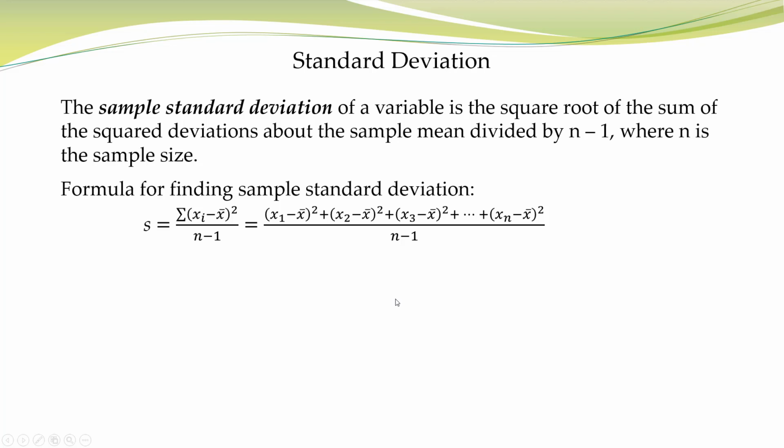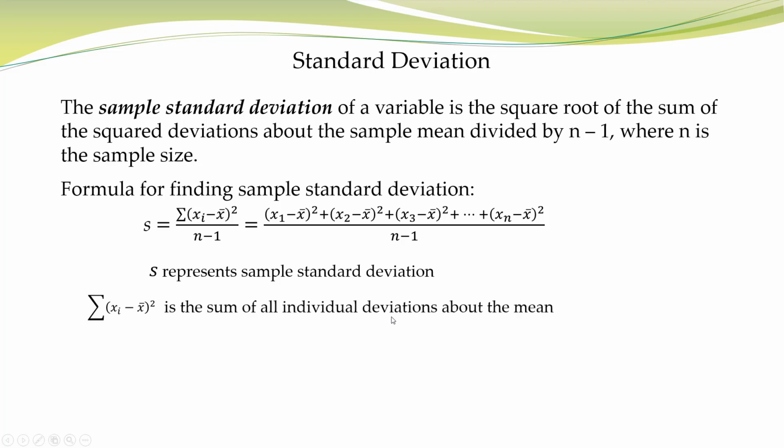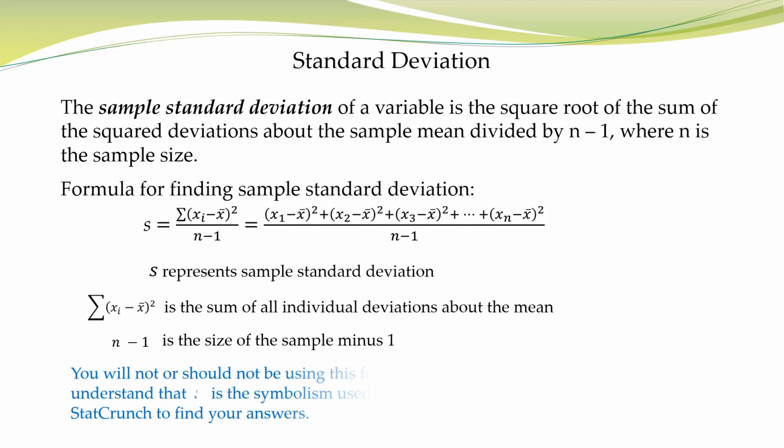Instead of sigma, you have s for a sample standard deviation. Instead of mu, you have x bar for the mean of a sample. And instead of capital N, you have n minus 1 for the sample size. So s represents sample standard deviation. Sigma of x_i minus x bar, quantity squared, is the sum of all individual deviations about the mean. And n minus 1 is the size of the sample minus 1.